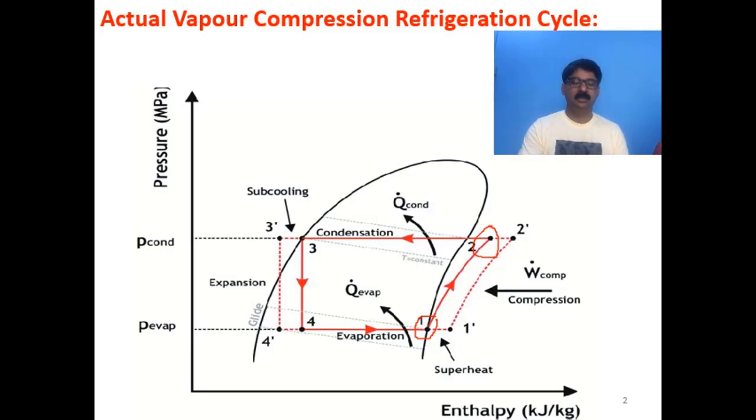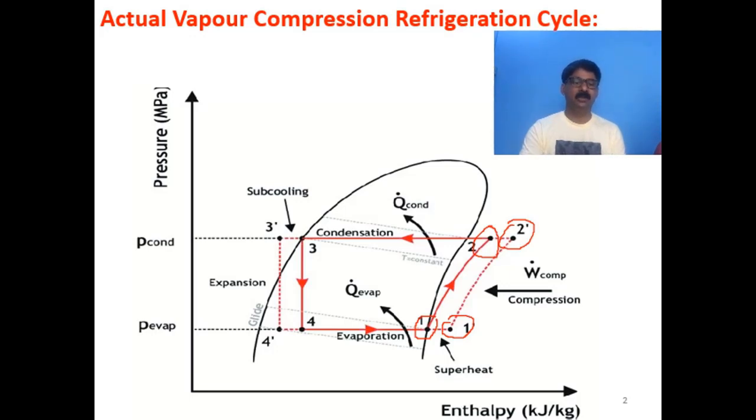Now in the actual compression process, there is a bit of superheating at point 1. That means the refrigerant which enters the compressor is not dry saturated; instead it is a bit superheated, so that point 2 dash will still be highly superheated when it enters the condenser. So this is one of the changes when compared to the ideal vapor compression cycle.